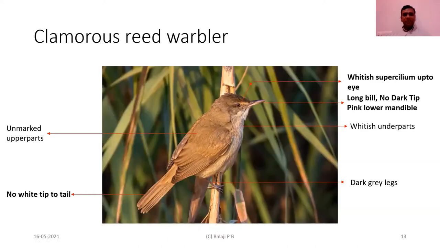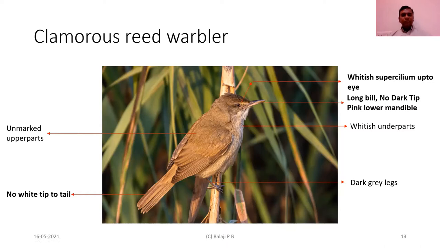So the next more common warbler is the clamorous reed warbler. The clamorous reed warbler, again, is a very large warbler, almost double the size of the smaller warblers. So it shows a supercilium, but it's only up to the eye mostly. And then it has a very long bill. There's no dark tip to the bill. It has a very pink lower mandible. The upper parts are unmarked and are brown.